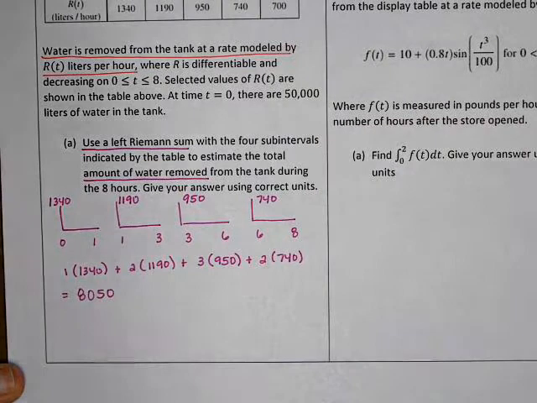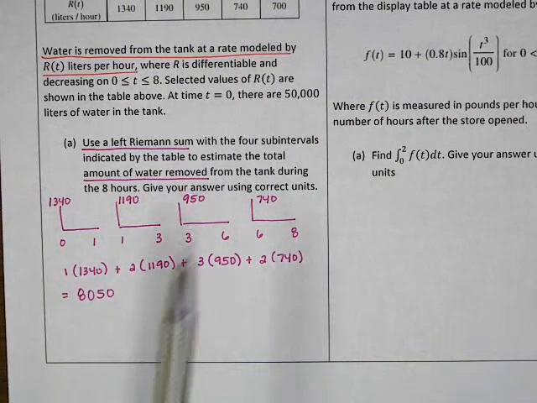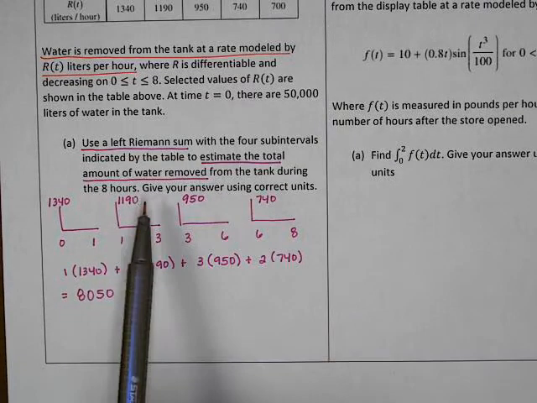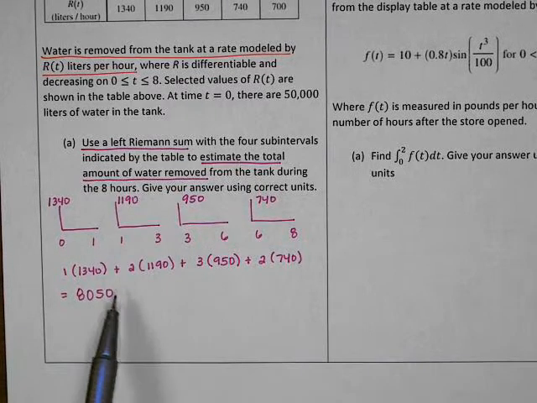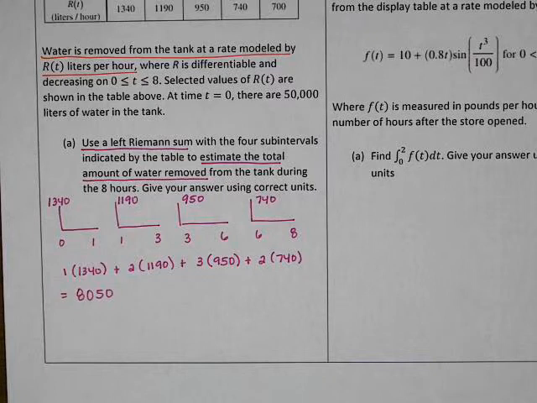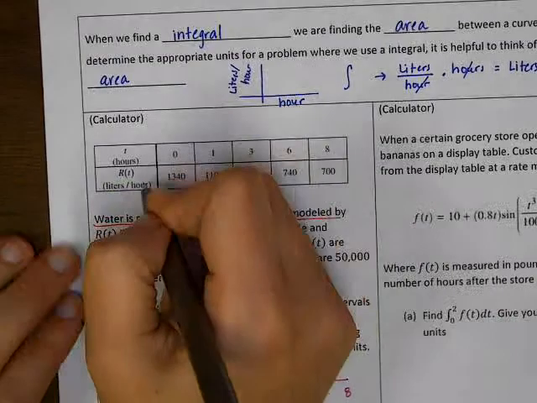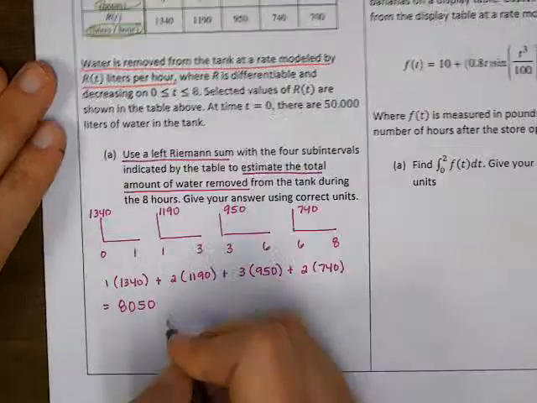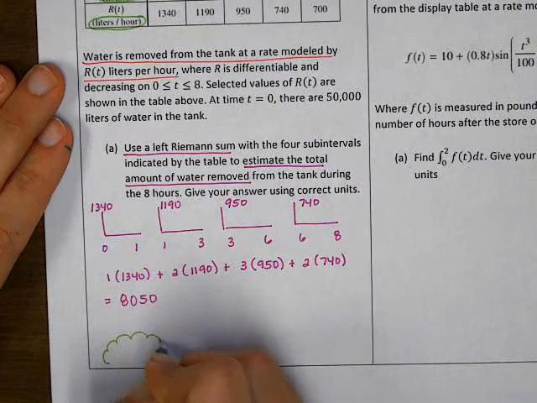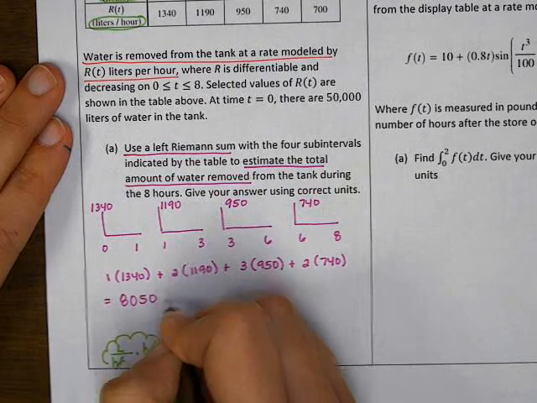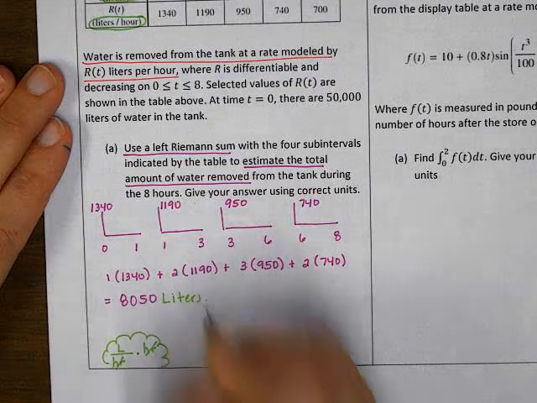8050. Now we already know that we used this to estimate the total amount of water removed. So you'll notice that this problem does not say explain your answer, because they already told us this is giving us the amount of water removed. We added up all of these liters of water. So what units would we use? Well, if we think about the units here, we're doing liters per hour times hours. You can do this on the side, or in your head: liters per hour times hours, we would just be left with liters.